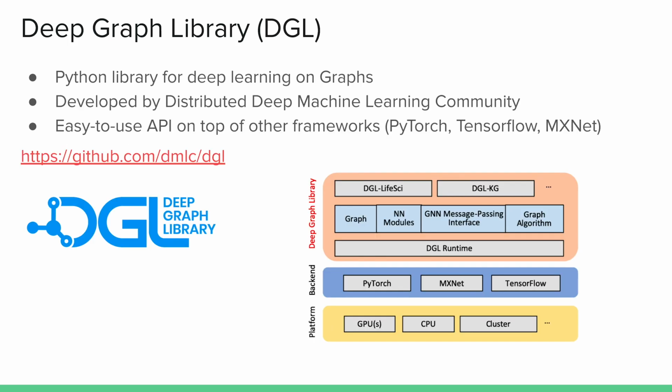Another framework that you can definitely use is the Deep Graph library. It's also a library for deep learning on graphs, and it's being developed by the distributed deep machine learning community. It's easy to use, so the framework provides an API that is used on top of other frameworks. So while the first framework was obviously tailored to PyTorch, the Deep Graph library can be used on top of multiple frameworks, including PyTorch, TensorFlow, and MXNet.